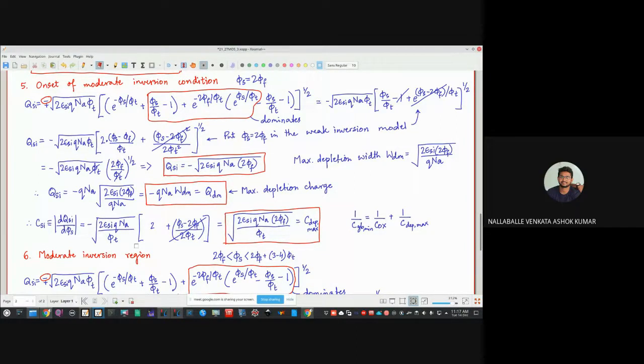Then the maximum depletion capacitance will be 2 epsilon Si QNA into 2 phi t. Where is it? The final capacitance. If this is gone, then this 2 comes outside. You are going to have this phi s. This is Q dep max. So this is the Q dep max, twice epsilon Si QNA.